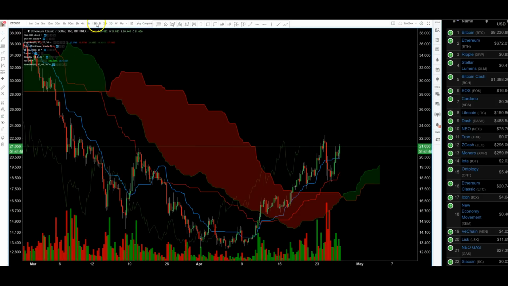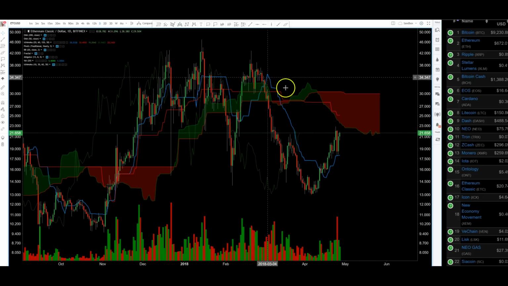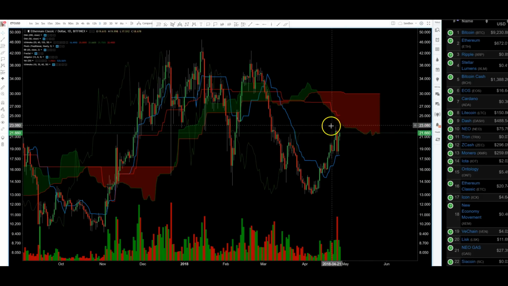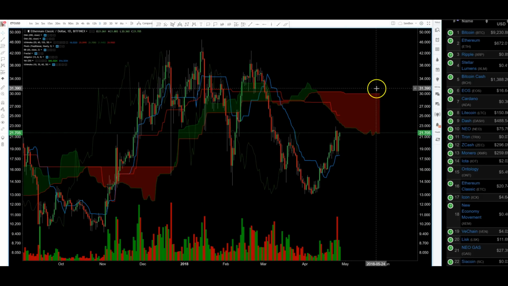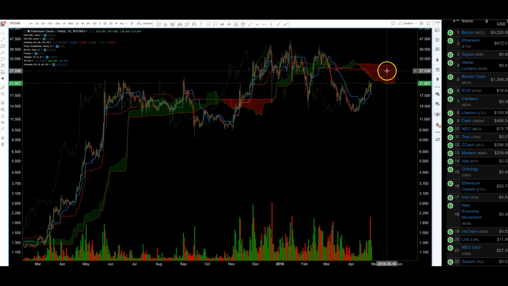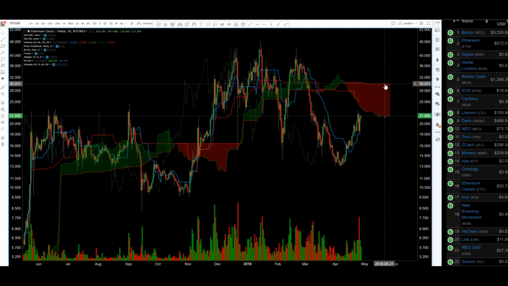ETC. Go to Bitfinex for that. Daily, again, super noisy. Certainly potential for edge to edge. It's got this Adam Eve thing. Targets would be $30. $9 from here.